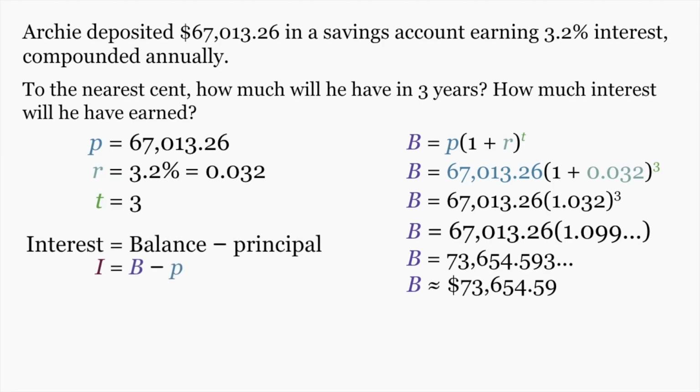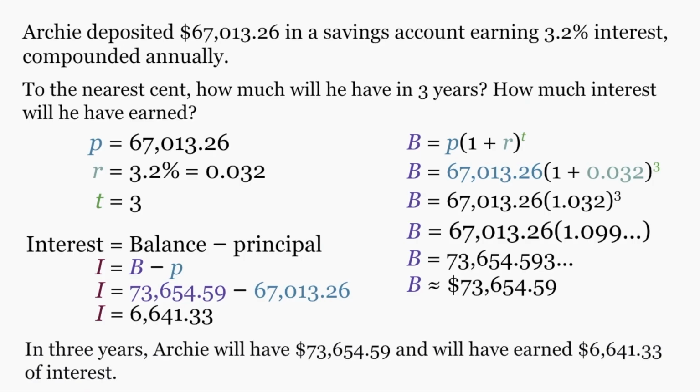Using the interest formula, the final balance after 3 years was $73,654.59, and the principal was $67,013.26. That means the interest earned was $73,654.59 minus $67,013.26, $6,641.33. In 3 years, Archie will have $73,654.59 and will have earned $6,641.33 of interest.